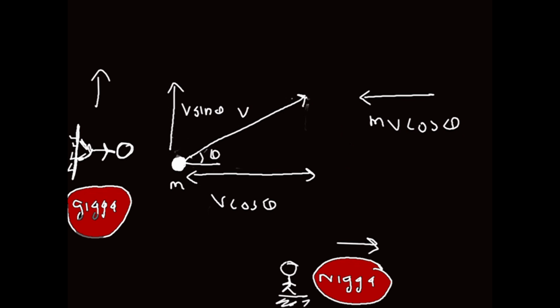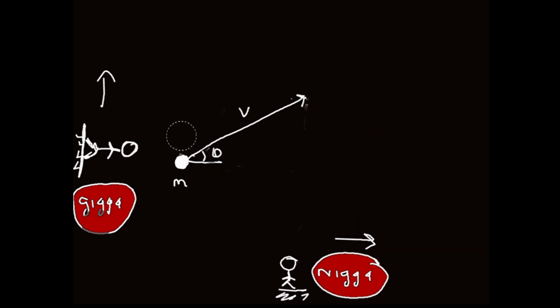From the reference of Nigga, it has a momentum of mv cos theta in this direction. So if I give mv cos theta in this direction, they should cancel with each other and it does not have any velocity, Nigga says. Giga says that it has v sin theta in this direction. There is no other momentum because he can only see the motion in this direction. So what would happen? The vector will change. But the question is, how do we represent the new vector?